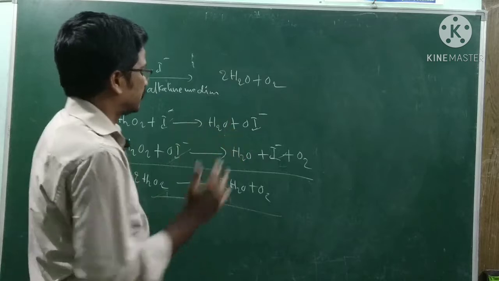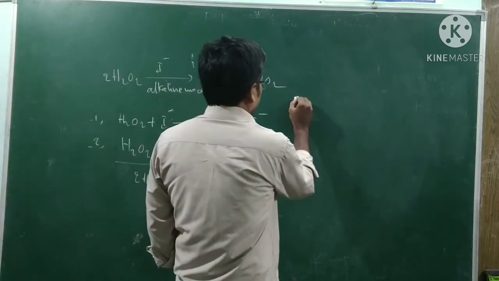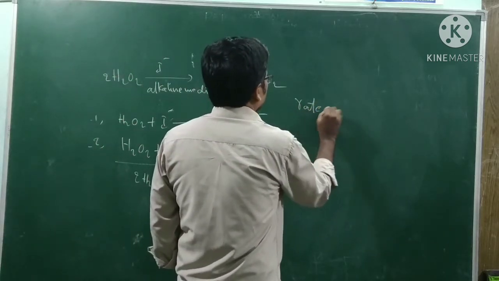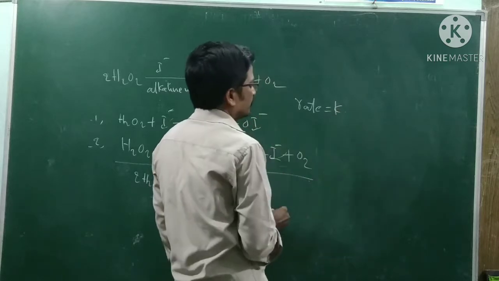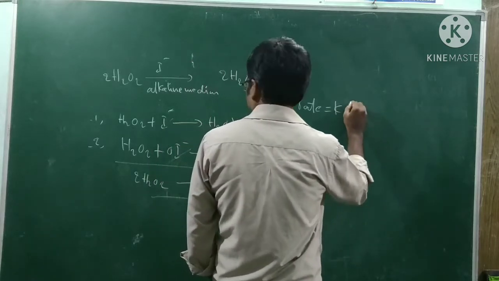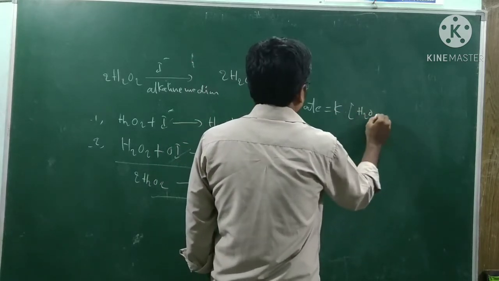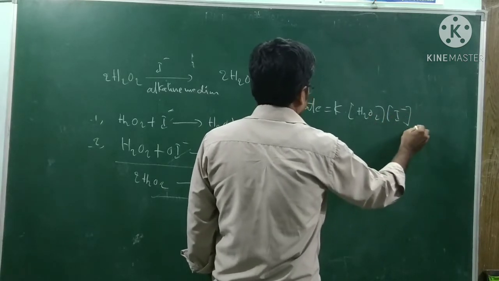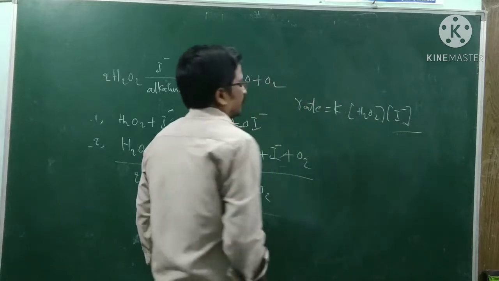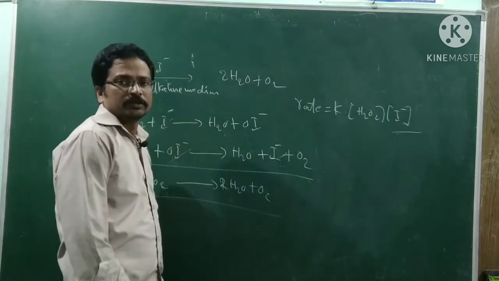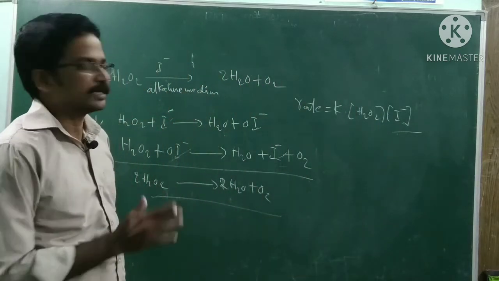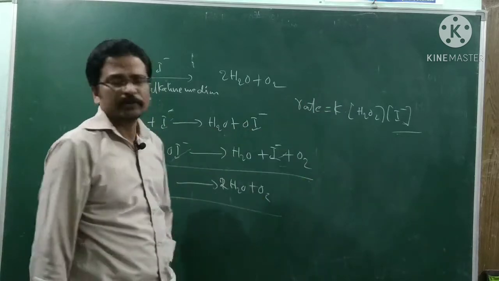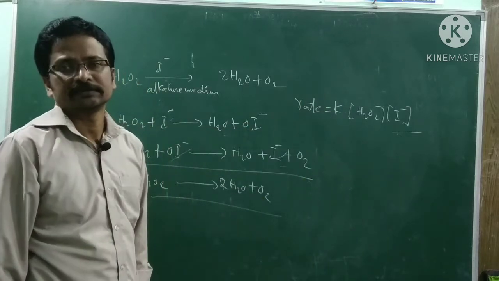And they also mentioned another point. Rate is equal to k into the H2O2 concentration and the I minus concentration. Okay, generally this type of data is given. What do we understand from this data?